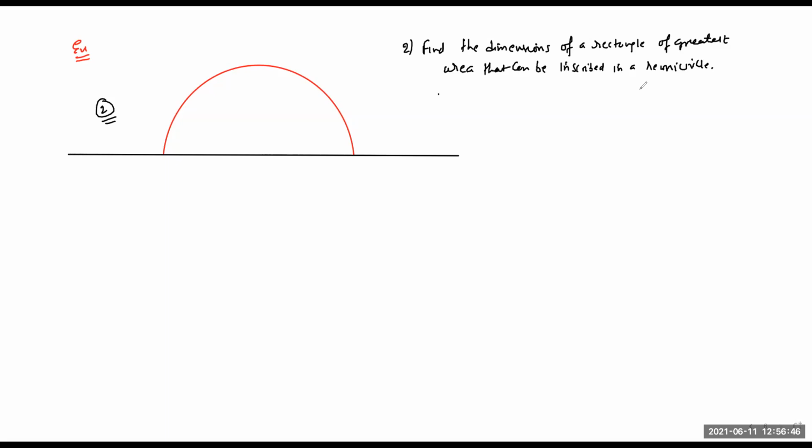Anyone who is trying to solve this, first draw a rectangle. Just draw a rectangle which is touching the circle. You can draw something like this, and you have to maximize this area.